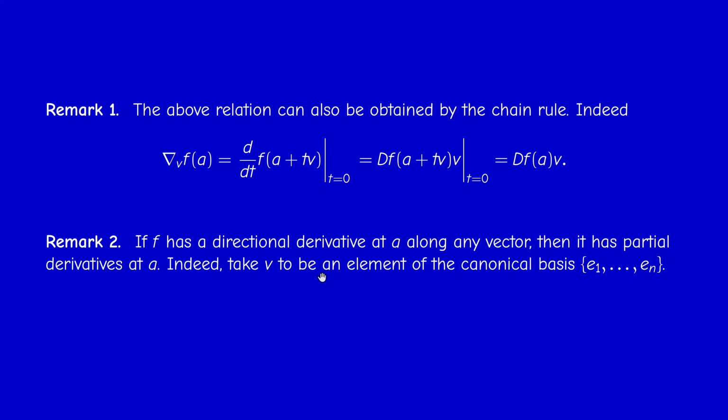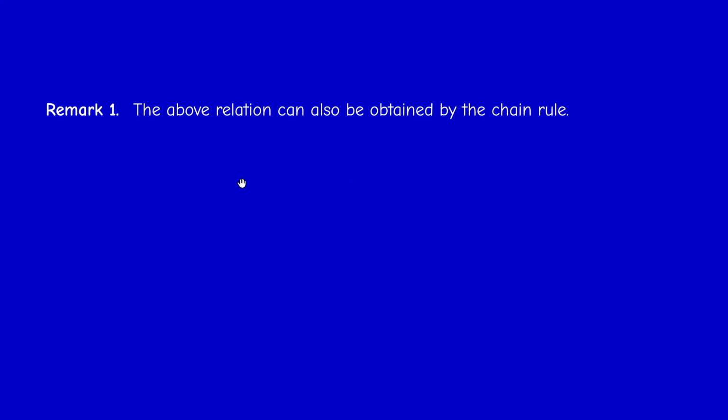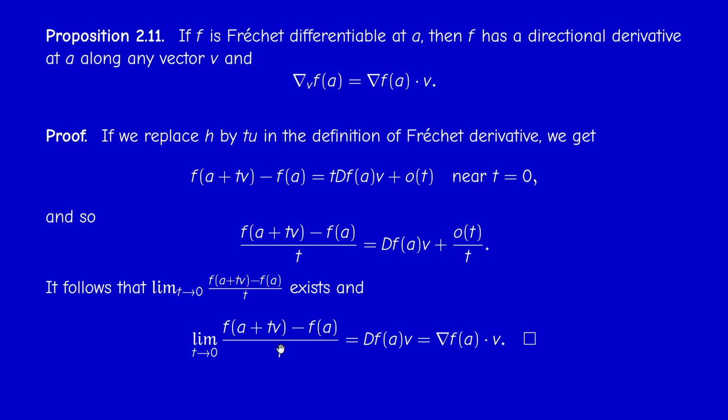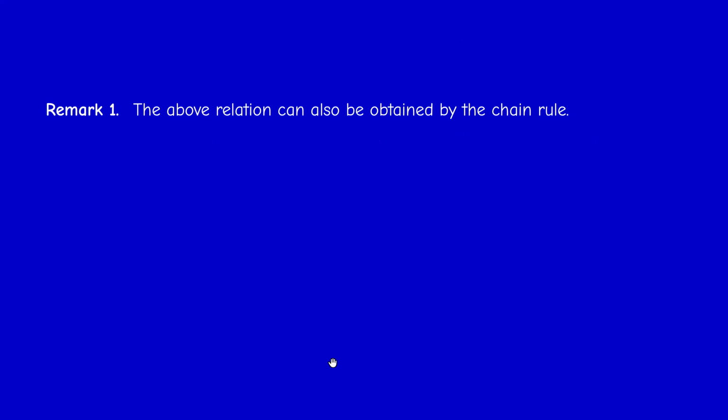straightforward, because if you take v to be any element of the canonical basis e1, ..., en, then the existence of the limit, if you go back to the definition, if this limit exists for v equal to ei, then this precisely means that the partial derivative with respect to the ith variable exists. Okay.